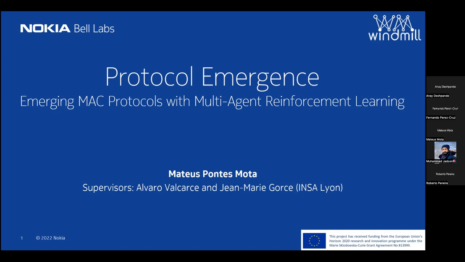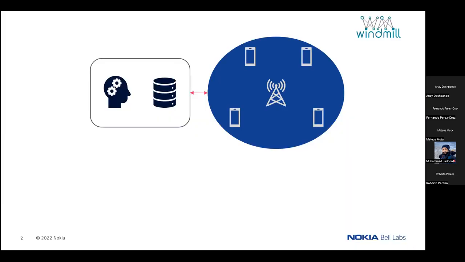The idea here is to put network nodes in a system. They don't know anything about how they should proceed to deliver traffic across the network. By leveraging AI and simulation environments, they start to learn how to behave on the network, and then they emerge a communication protocol.